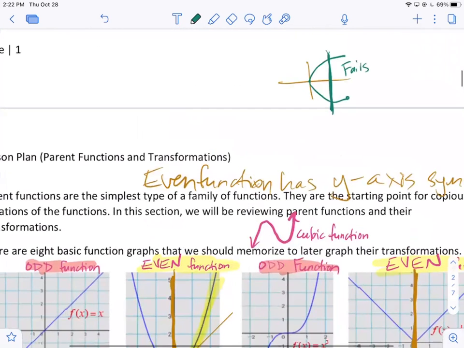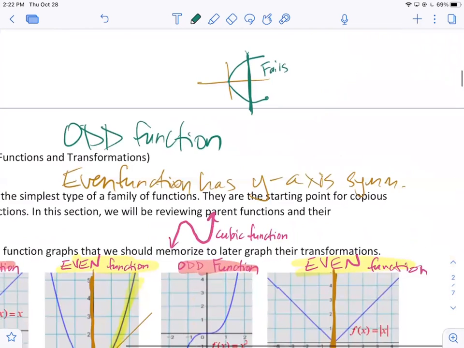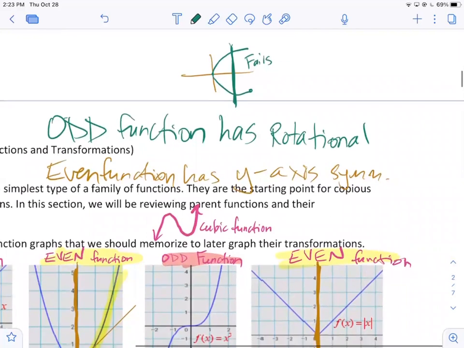So the odd functions have a rotational symmetry. An odd function has rotational symmetry. And how many degrees did we rotate it? 180 degrees.